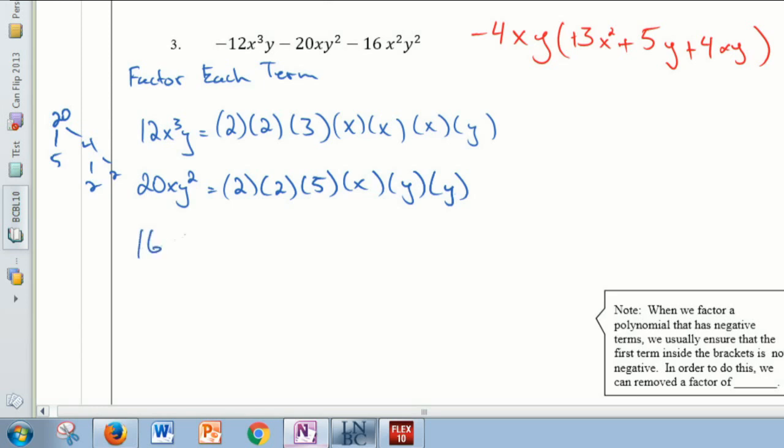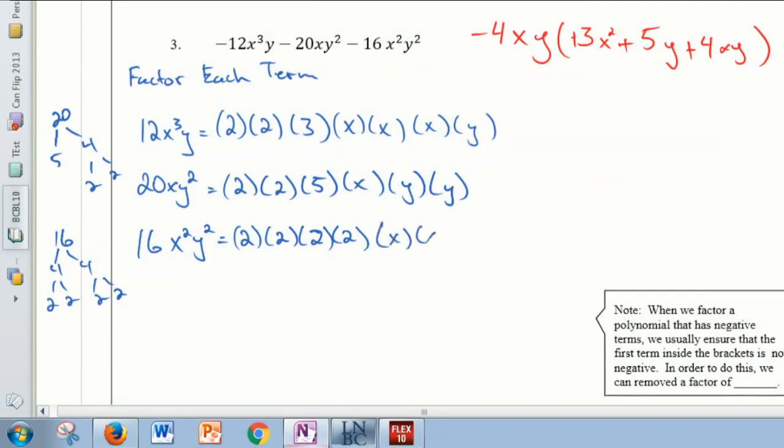And then we have 16x squared y squared. Breaking that one down into its prime factors, 16 is 4 and 4, which is going to be 2 times 2 times 2 times 2. So there's my 16. And then I have x squared. There's 1x, there's 2 x's, and then I have y squared. There's 1y, there's 2y's. So I've done all three of my terms.